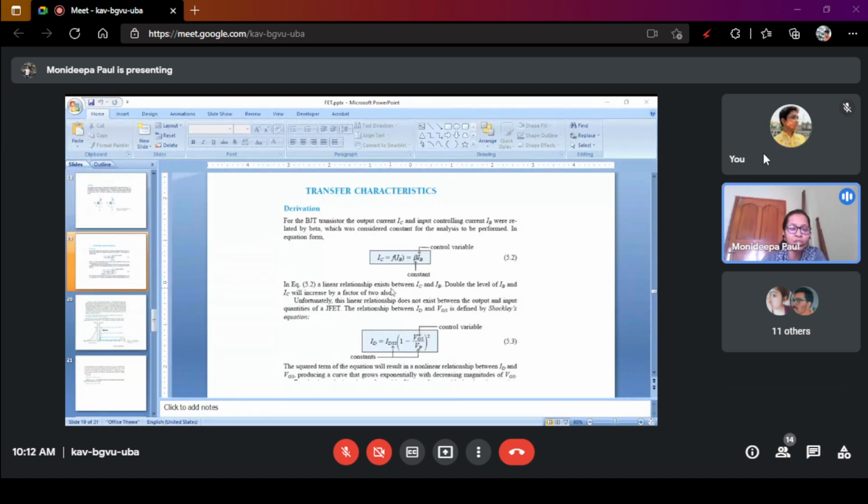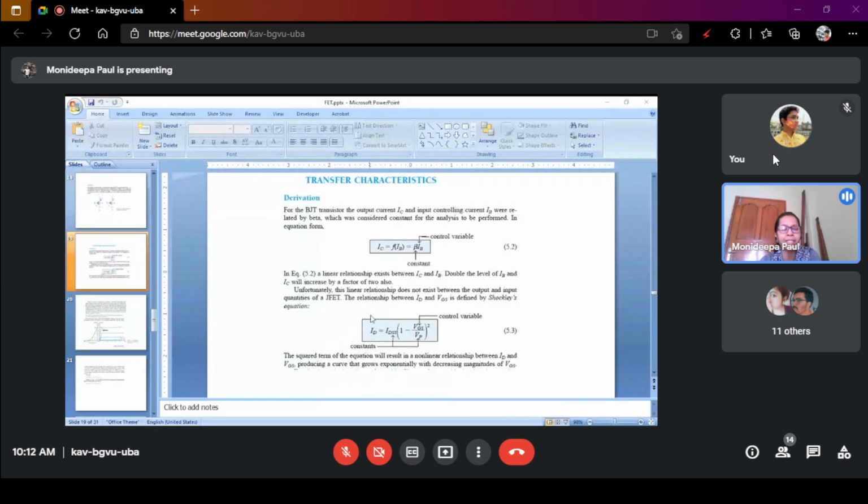But in the case of FET, you see that ID is the drain current, similar to the collector current. That means ID is the drain current, meaning this is the output circuit current. So ID is equal to IDSS, IDSS meaning saturation current, into 1 minus VGS, the voltage between gate and source, divided by VP, where VP is the pinch off voltage, whole square. Okay. This is the function of ID.